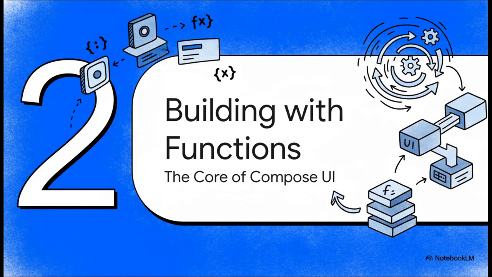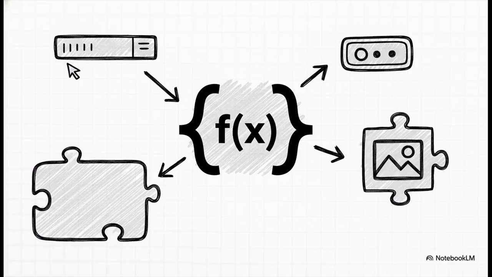Okay, so if we're just describing our UI, how do we actually do that in code? Well, the answer is surprisingly simple, and it all comes down to functions. Seriously, in the world of Compose, everything is a function. A button, it's a function. A text label, a function. An entire complex screen, you guessed it, it's just another function, all marked with this special @Composable annotation. It makes your UI super modular and reusable from the get-go.